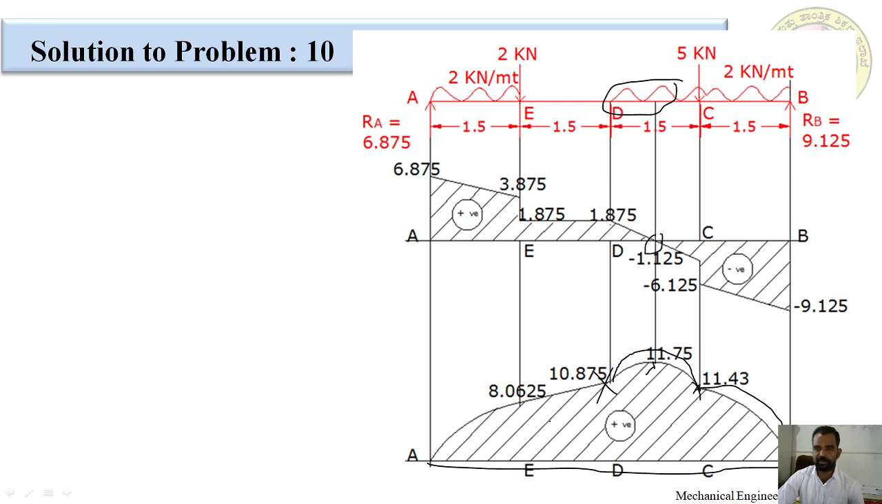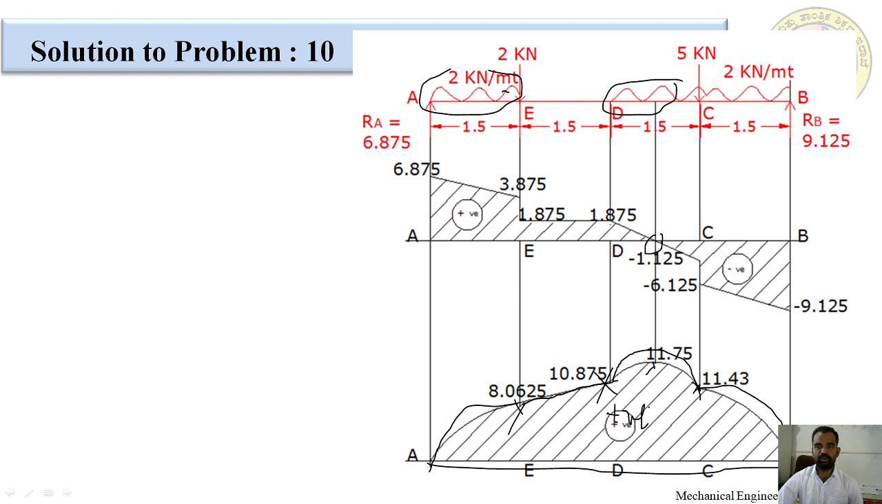After that, this is the parabolic curve. After that, at E point we got 8.0625. I am going to mark it here. There is no load, so I am going to join with a straight line. After that, the zero line I have to draw with a parabolic curve because of the UDL. This is the parabolic curve fitting to the zero line. This is the positive bending moment diagram. This completes problem number 10.